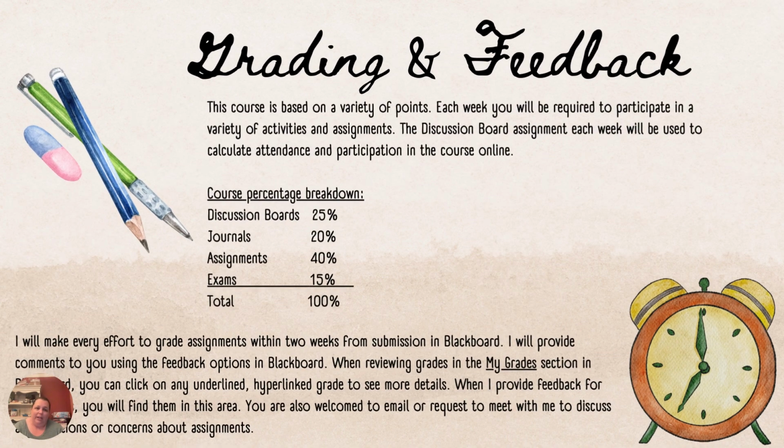And then for grading and feedback, here is a breakdown of how the assignments will be calculated towards your overall grade. So it is different depending on which assignment you're looking at. So for discussion boards, it counts as 25%. Reflection journals will be 20%. Assignments are 40%. And then we will have 2 exams that will be 15%. So the overall total comes up to 100. So your grades are weighted.